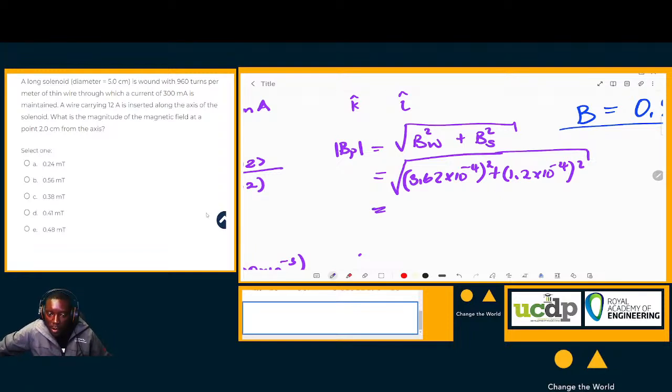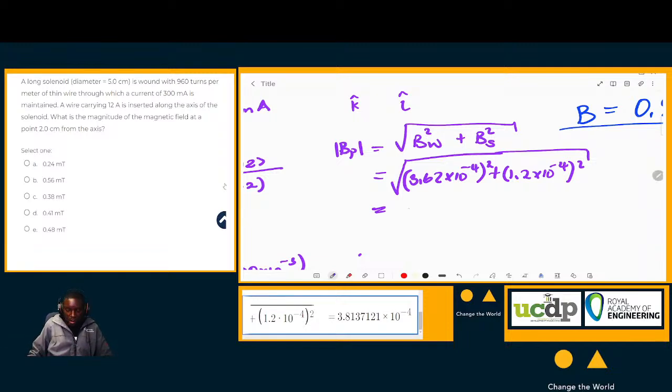Okay, so we take the square root, open bracket, 3.62 times 10 to the power negative 4, close bracket, like this, and square, plus, open, 1.2 times 10 to the power negative 4, close bracket, all squared.